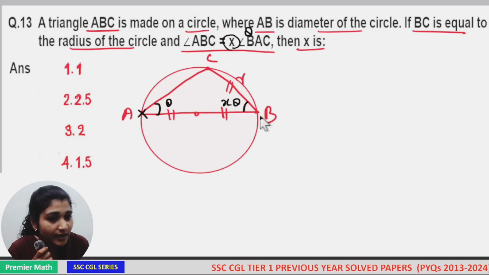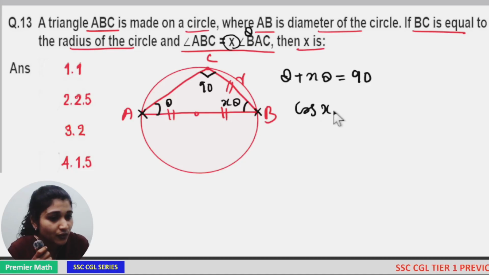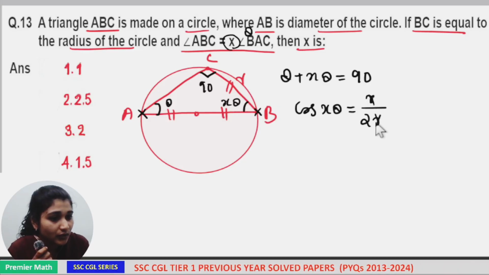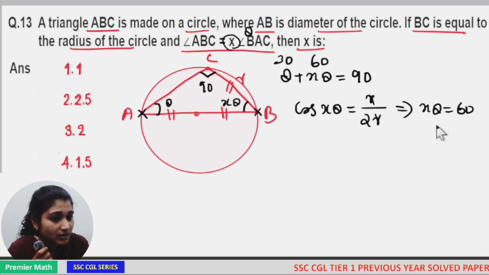And we already know an angle on a diameter is 90 degrees at the circumference. So if this is 90, theta plus x theta should be 90 degrees. So take cos of x theta, which is equal to the adjacent side r divided by the hypotenuse 2r. Now cos x theta is equal to 1 by 2, which means x theta should be 60 degrees. Cos 60 is equal to 1 by 2. If x theta is 60, then theta should be 30 degrees. Then x should be 2 here. Option 3 is your answer.